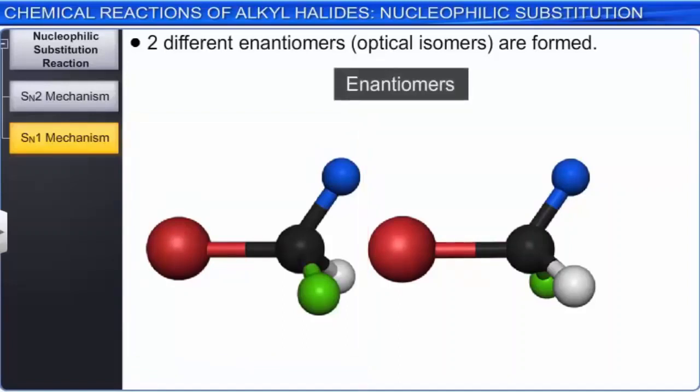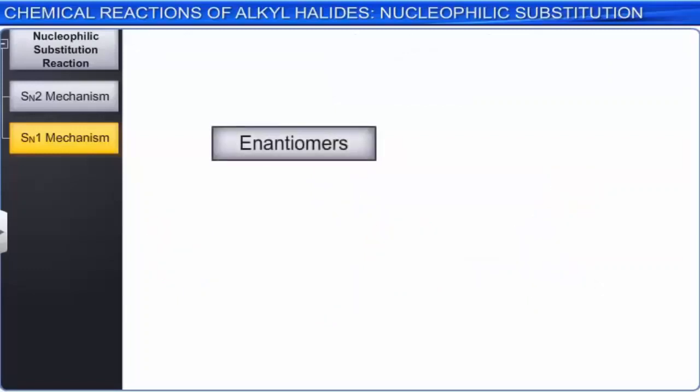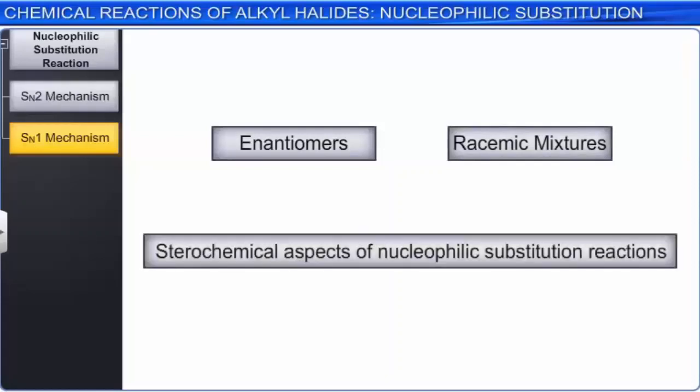In the SN1 mechanism, both enantiomers are equally likely to form. This is called racemization. And such 50-50 mixtures are called racemic mixtures. You will learn more about terms such as enantiomers and racemic mixtures, as well as about the stereochemical aspects of nucleophilic substitution reactions in the next module.